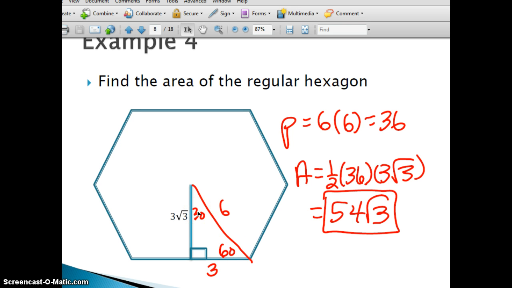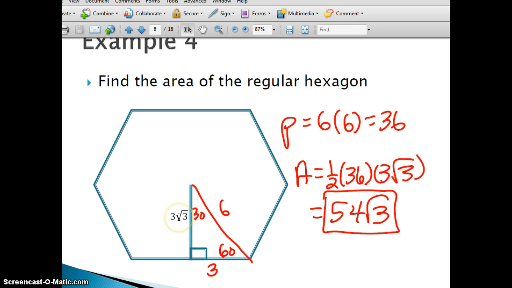Now, if you set this diagram up the same way every single time, here's how you can remember where the 60 goes. It is heavier than 30. It sinks to the bottom, and the 30 floats to the top. If you can remember that, then you can easily solve apothem problems.